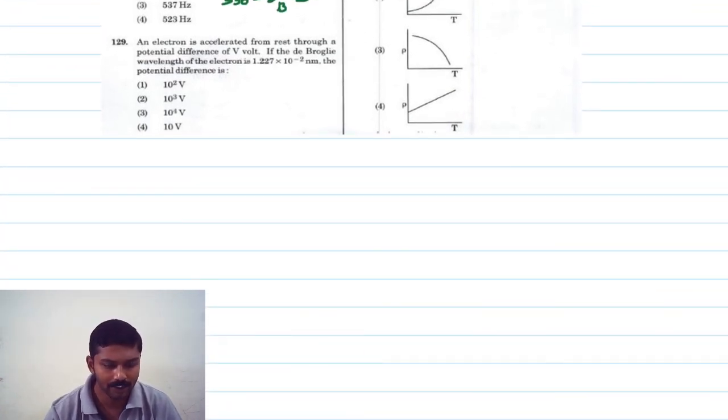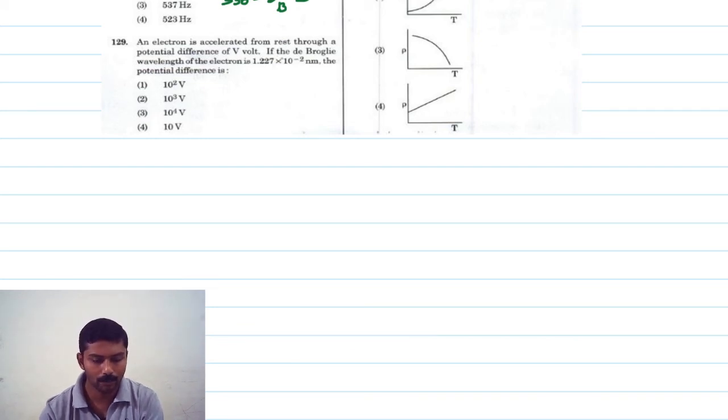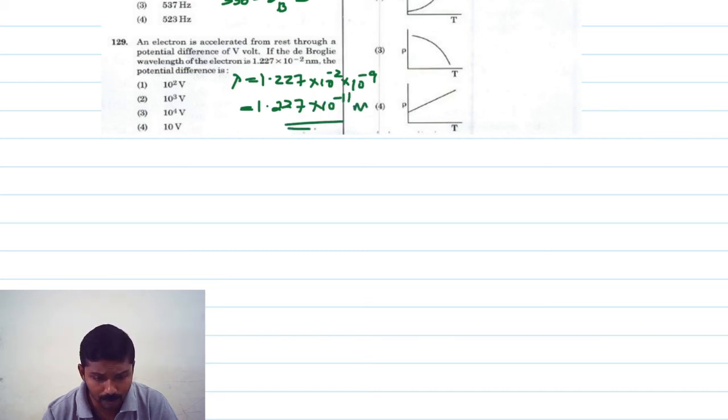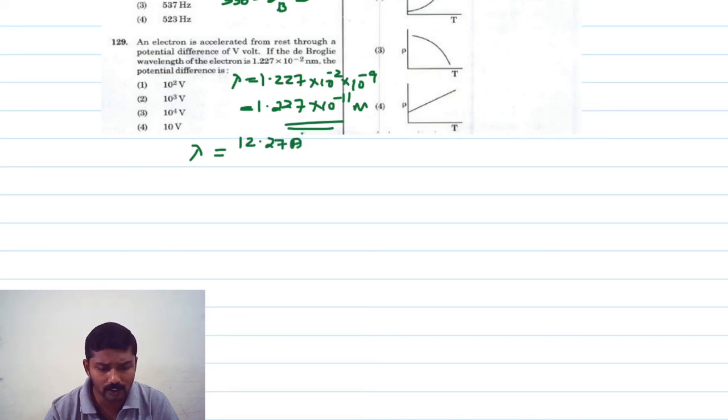Yes. 126. An electron is accelerated from rest with a potential difference of V volt. If the de Broglie wavelength of the electron is 1.227 into 10 power minus 2 nanometers, the potential difference is how much? The wavelength lambda is given as 1.227 into 10 power minus 2 nanometers, with nanometer being 10 power minus 9. You will get it equal to 1.227 into 10 power minus 11 meter. Now, what will be the equation for de Broglie wavelength? Lambda is equal to 12.27 in angstrom divided by square root of potential.